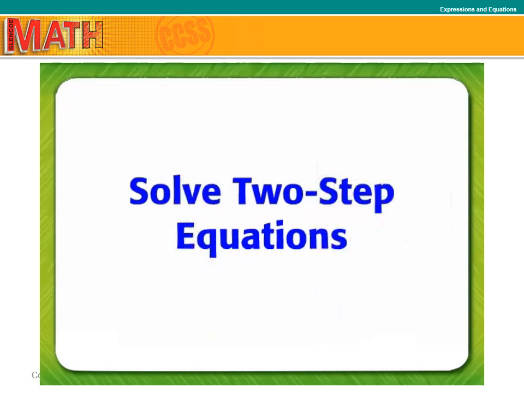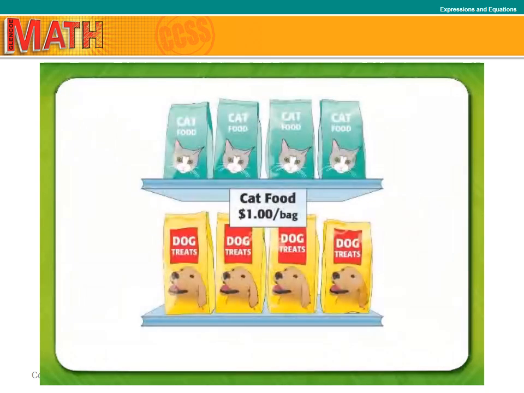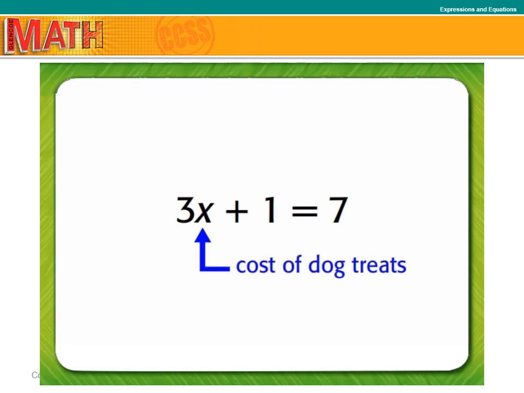Solve two-step equations. Mario bought 3 small bags of dog treats and 1 bag of cat food. The cat food cost $1, and the total cost was $7. But the receipt did not show the individual cost of the dog treats. The solution to this problem can be found by solving the two-step equation, 3x plus 1 equals 7, where x is the cost per bag of dog treats.